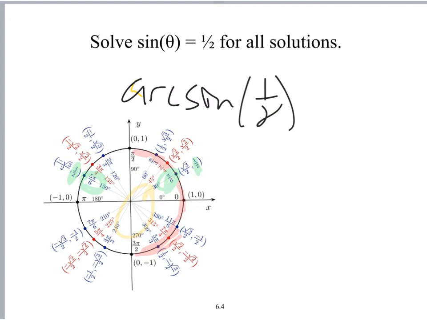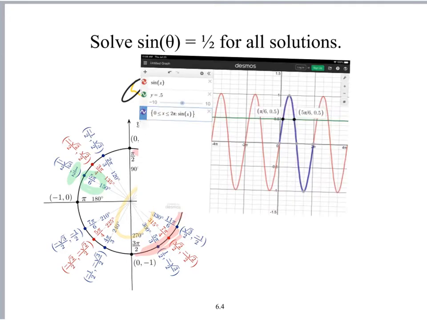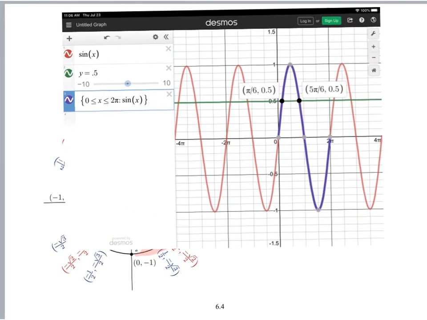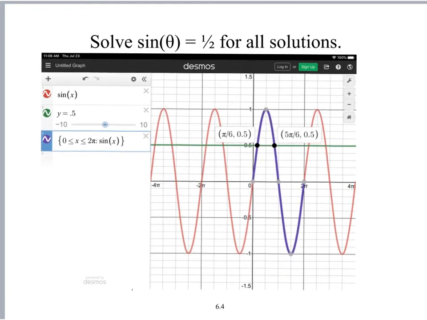That's a pain. So let's look at what's happened graphically too. Here, let me add in this picture. What we're seeing here is a graph of sine x, and I graphed the line y equals 0.5. So really, what we're doing is like systems of equations: when does this curve intersect that line? And we see there's the pi over 6 that we saw on the unit circle, and here's the 5 pi over 6.